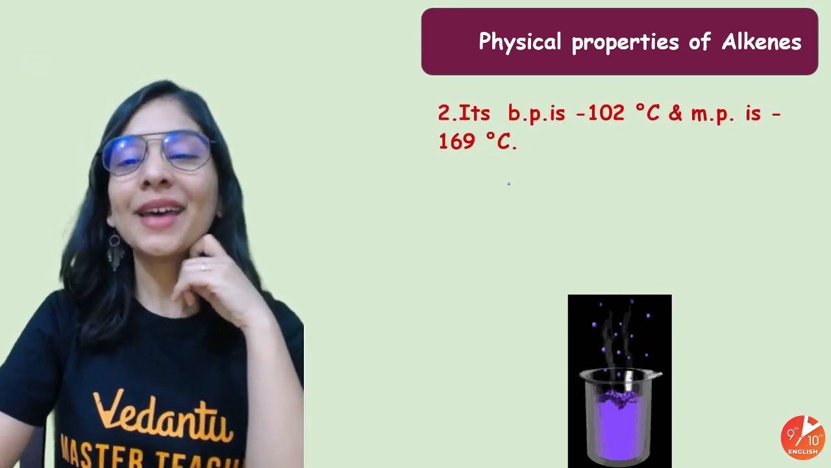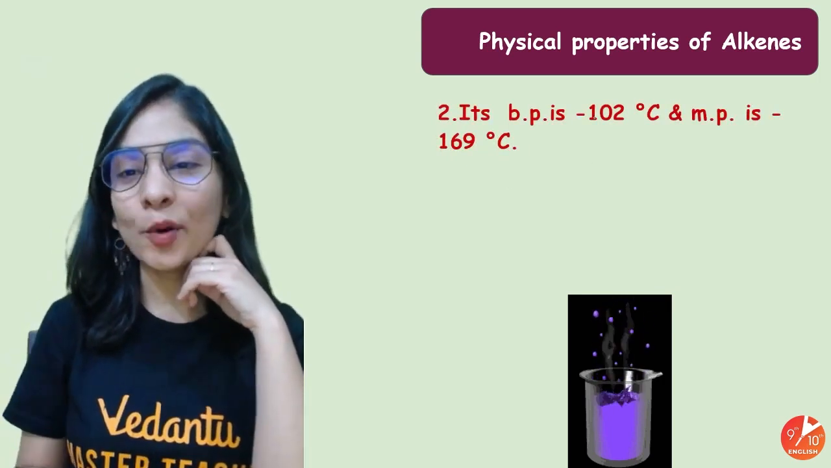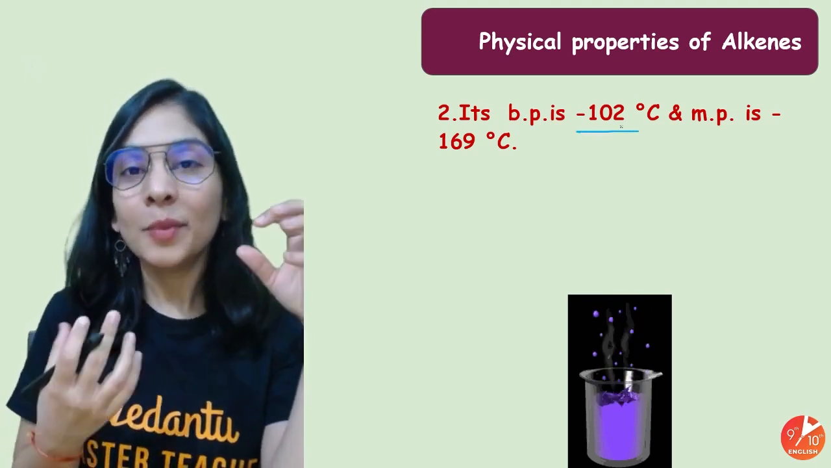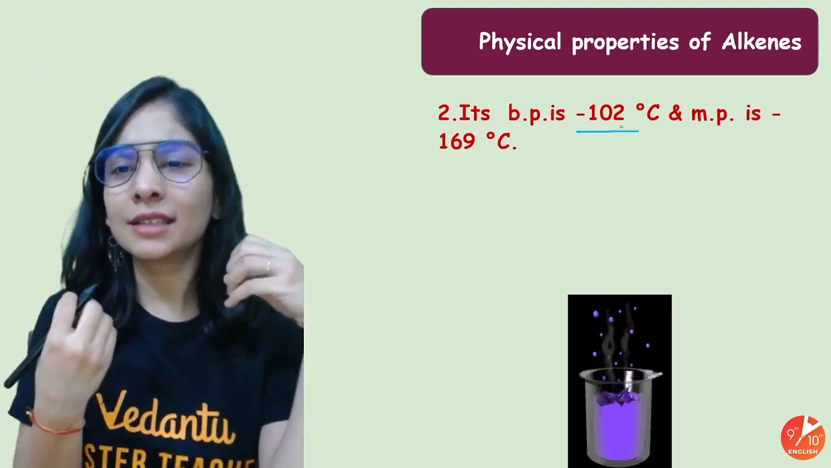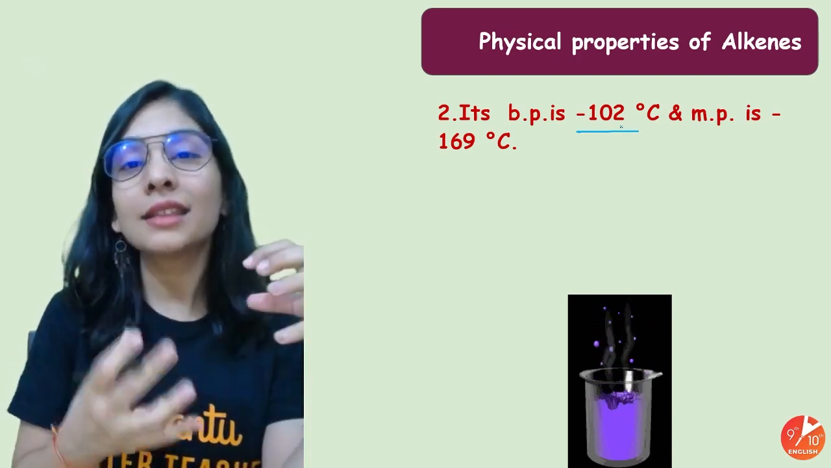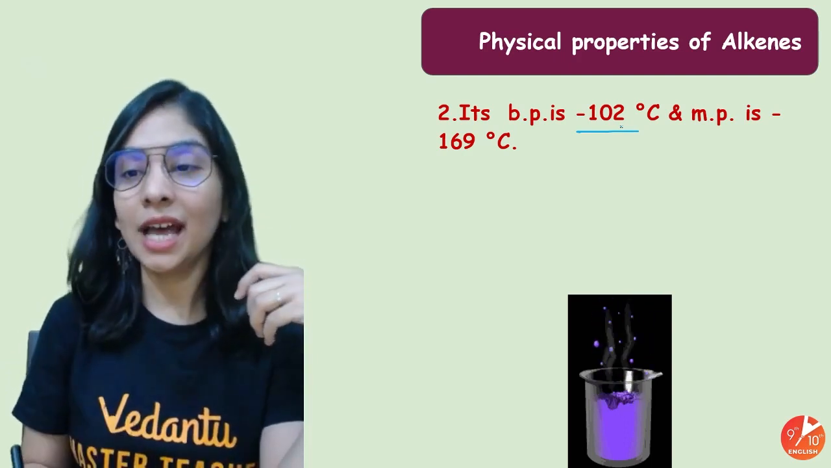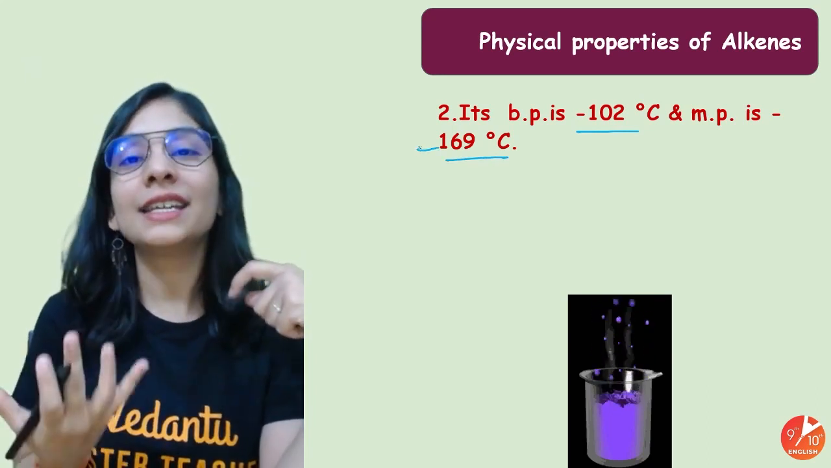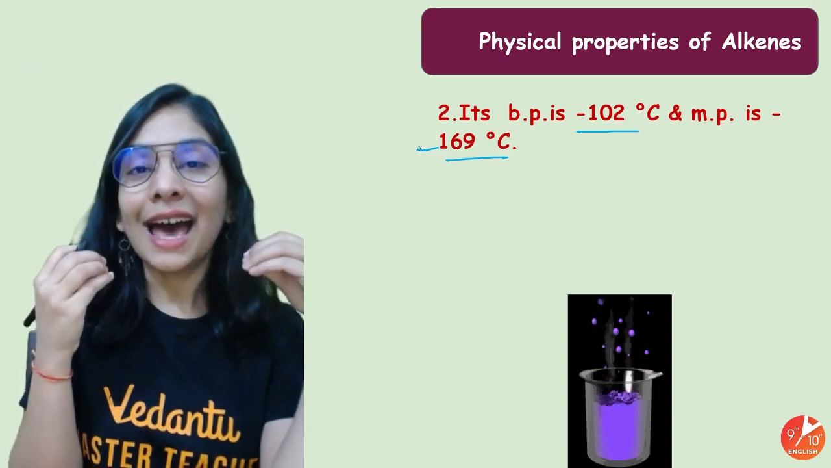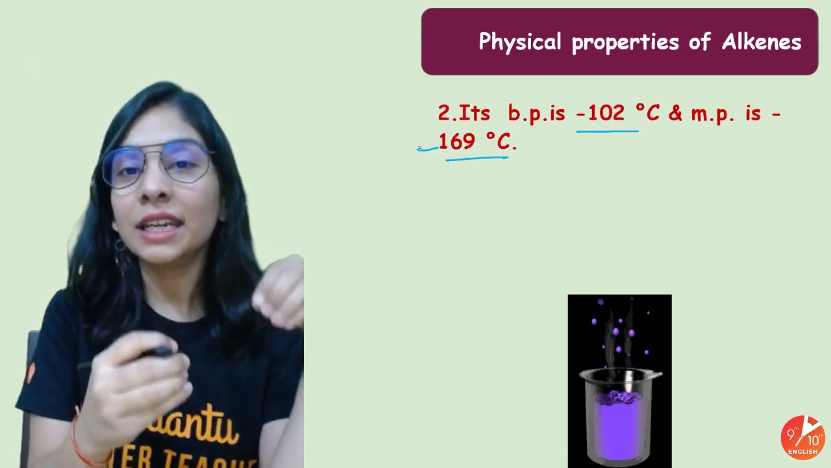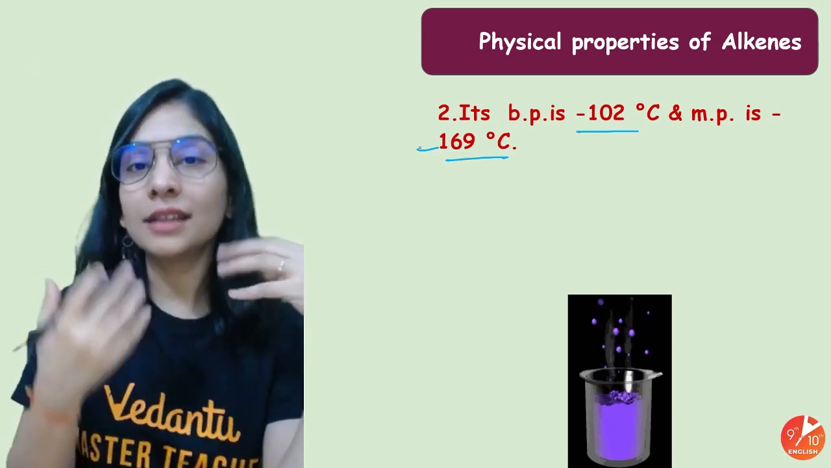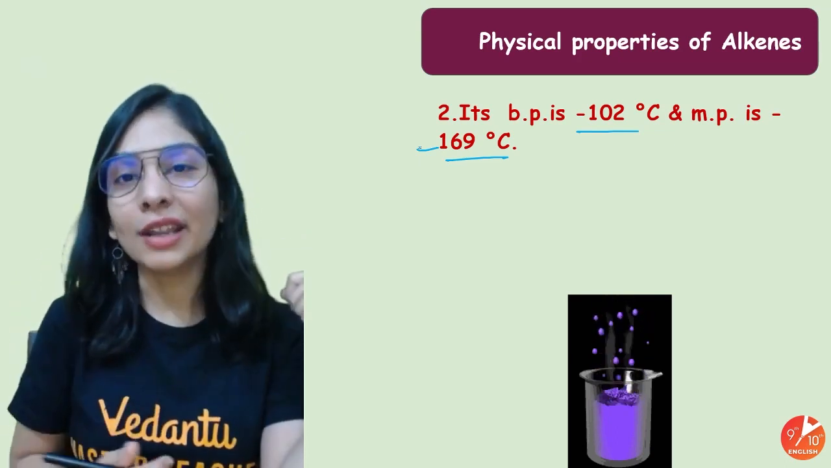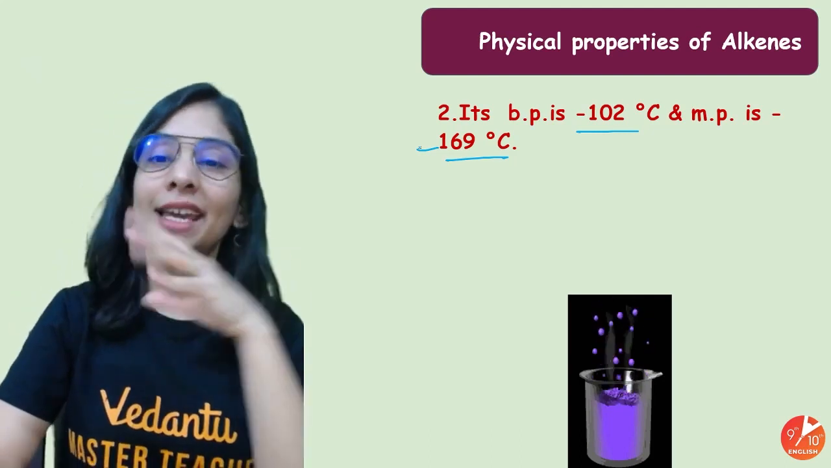When I talk about boiling point and melting point, it boils at minus 102 degrees Celsius. It means if the temperature is lower than this, suppose minus 103 degrees, it is in the liquid form. The melting point is minus 169 degrees Celsius. What does that mean? At minus 169 degrees, it will melt. Before that, suppose at minus 170 degrees Celsius, it is in the solid form, so it solidifies at that temperature.